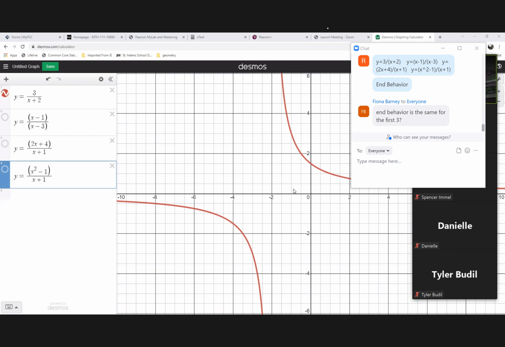The end behavior is the same for the first 3. All right, I like it. So what is the end behavior then for number 1? Is it positive or negative infinity? So it's positive or negative infinity. Okay. Any other ideas?